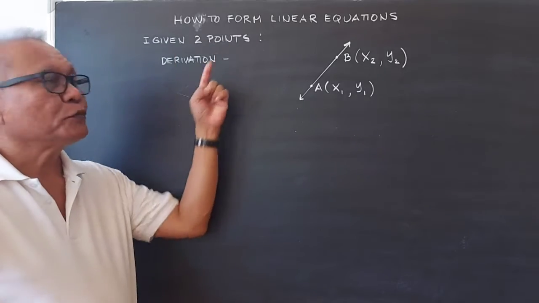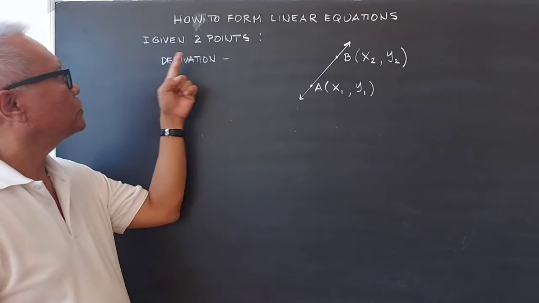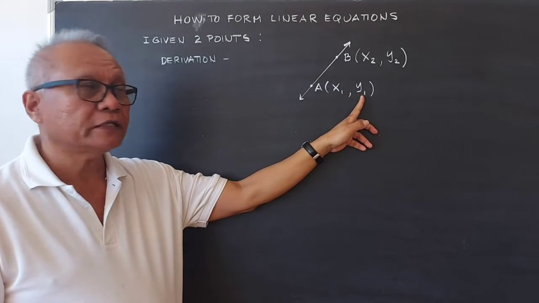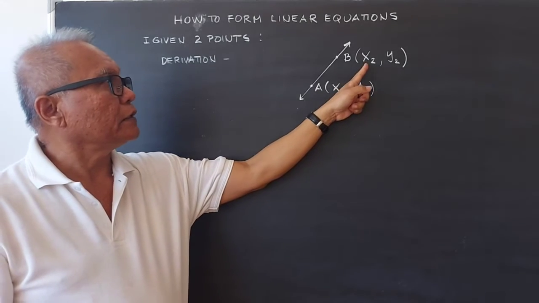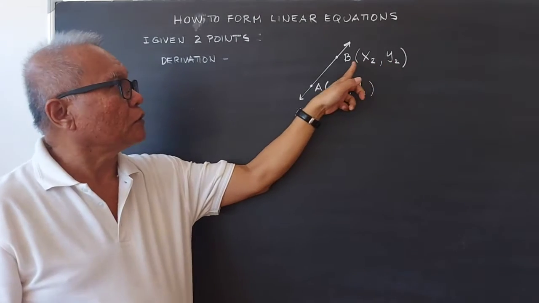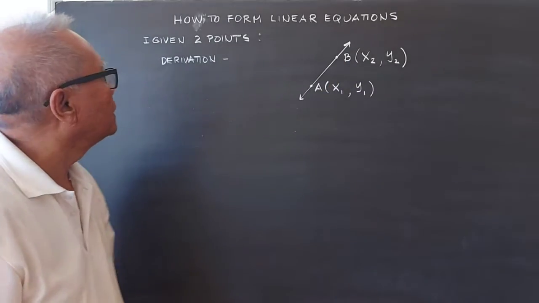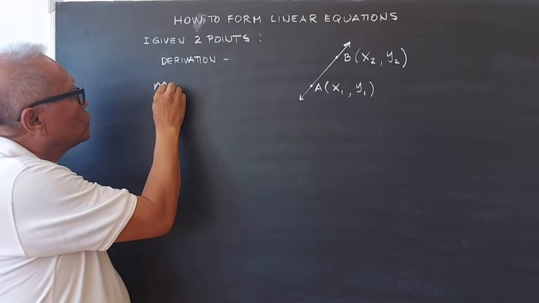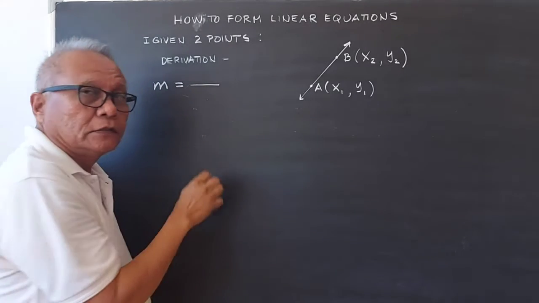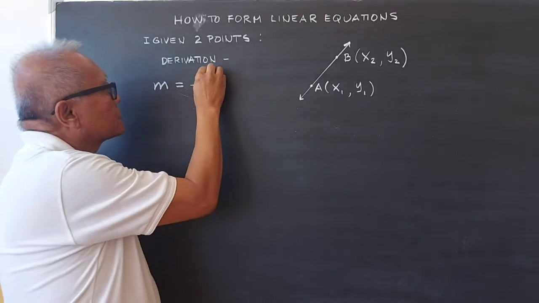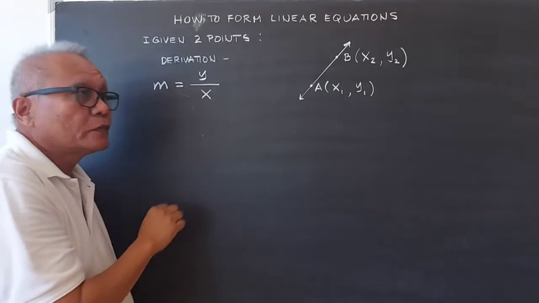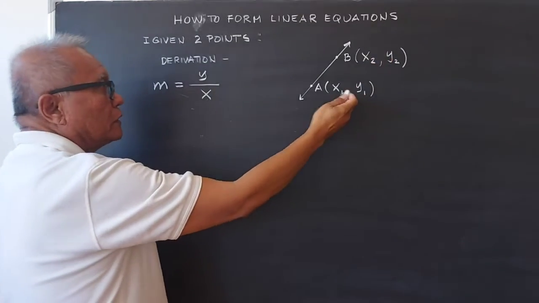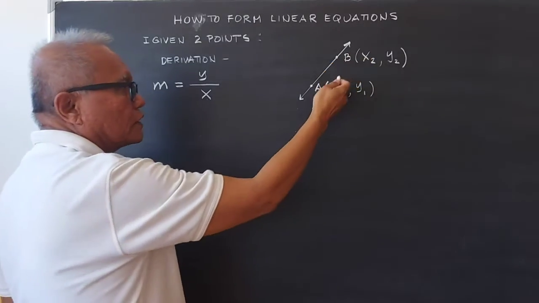Study how to form linear equations given 2 points. For point A, we have x sub 1 and y sub 1, the coordinates of point A, and x sub 2, y sub 2, the coordinates of point B. So in our derivation, we know that our slope is change in y over change in x. So here we have y sub 2, y sub 1, and for x, x sub 2, x sub 1.